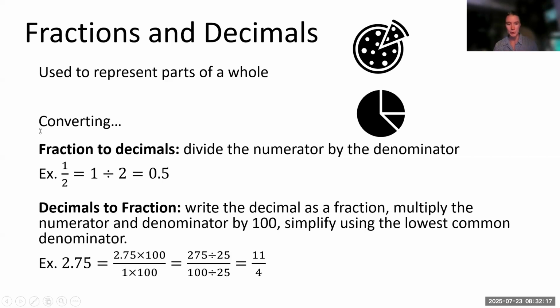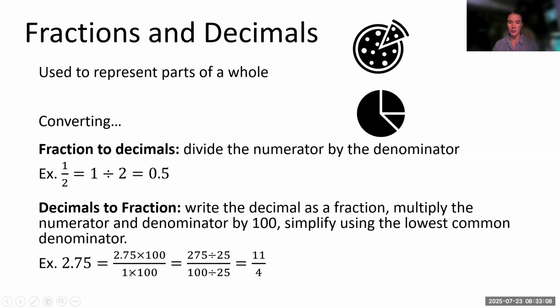And then if you want to go from a decimal to a fraction, to write the decimal as a fraction, you'll multiply the numerator and denominator both by 100, and then simplify using the lowest common denominator. So if you're starting with 2.75 and you want that to be a fraction rather than a decimal, what you're going to do is multiply 2.75 by 100 and then divide that by 1 times 100, because 2.75 is just another way of saying 2.75 over 1. That's the fraction that you're starting with here. So 2.75 times 100 over 1 times 100.